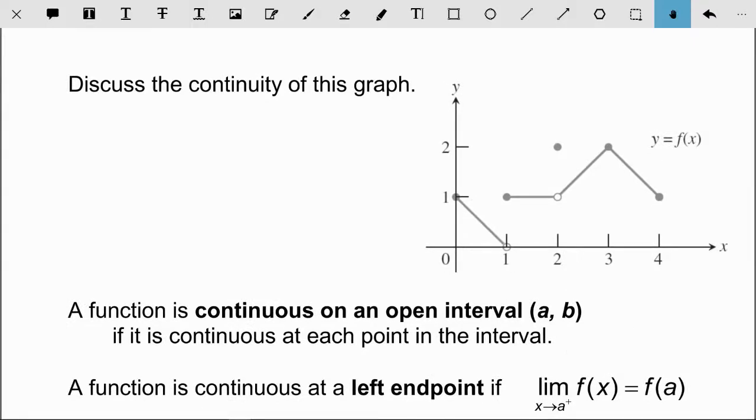Okay, so what I want you to do here for a second is just think about the continuity of this graph. I want you to pause the video and go through where you think this function is continuous.